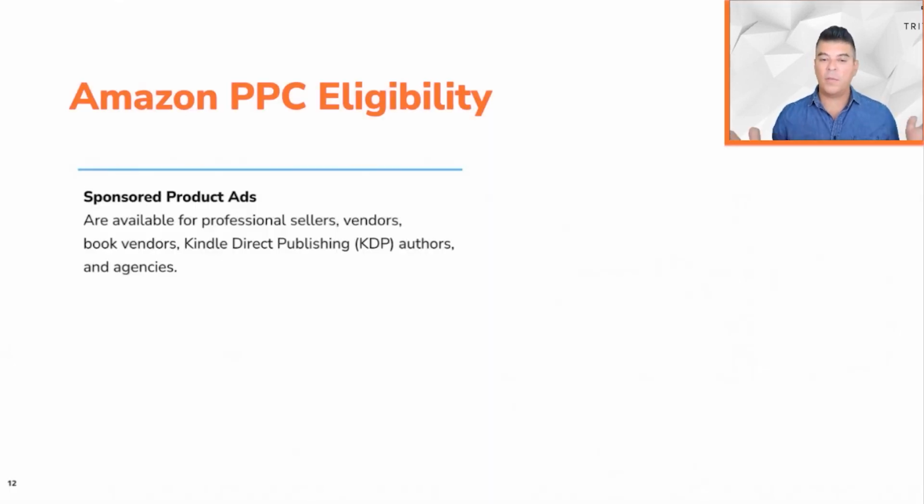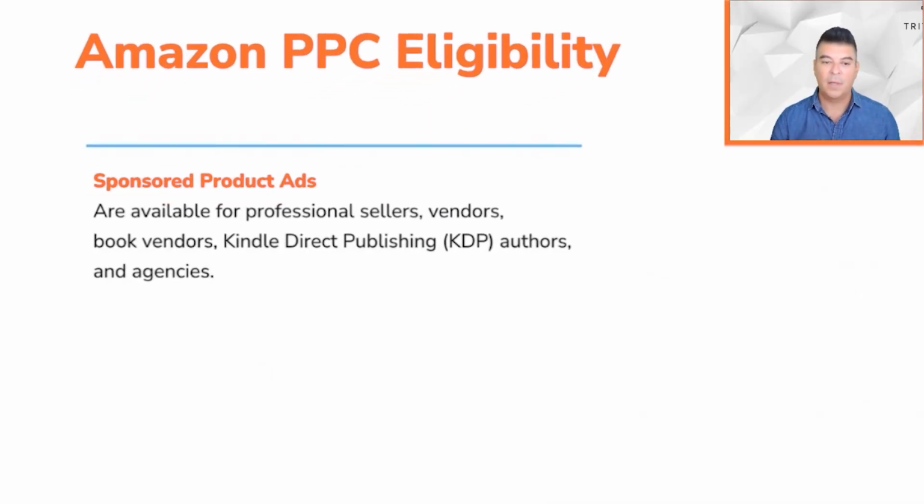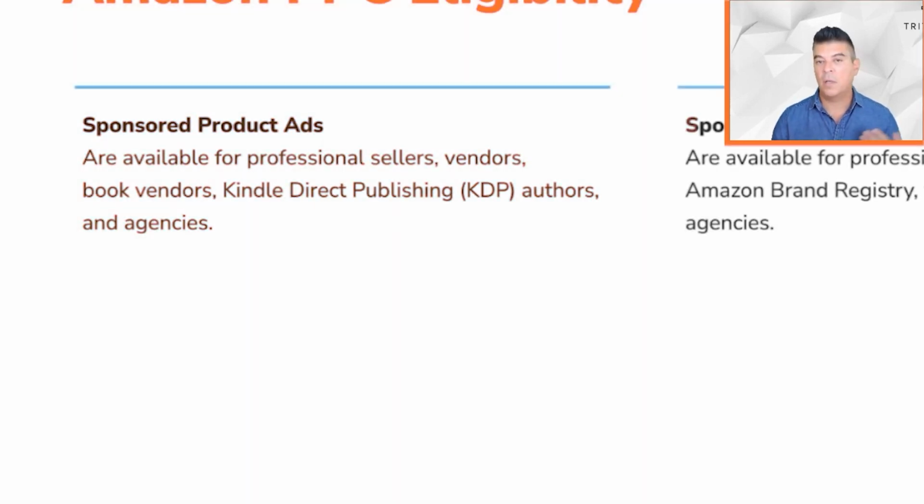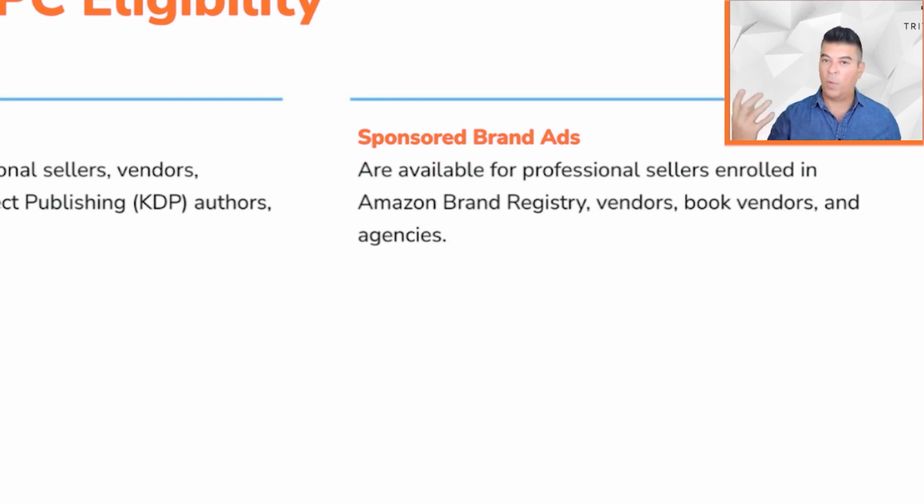All right, so to kind of go back to some of the content and to recap, Amazon PPC eligibility. Again, if you're a brand new seller, you can see sponsored product ads now, or you can run sponsored product ads. Again, available for all sellers, vendors, book vendors, Kindle, KDP authors, and agencies. Sponsored brand ads, again, the ones at the top of the search result, and the video ad types I just shared with you, really only available to Amazon brand registered sellers.